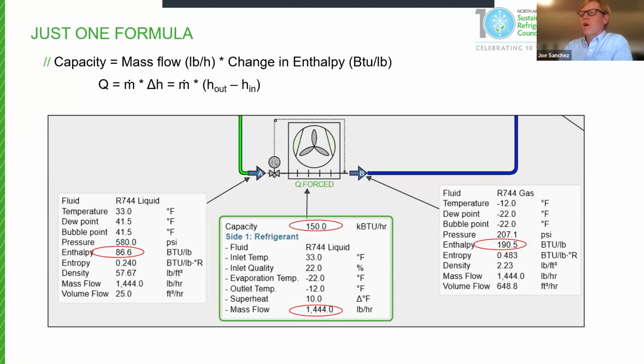The nice thing about heat exchangers, especially with latent heat change, is it's a pretty easy formula. I would actually say it's just one formula. I'm not going to go through any other formulas today, but I think it's really worth committing to memory if you haven't already. The reason is that it really helps drive home this important function of the compressor, which is mass flow. So just to review the formula, capacity is equal to mass flow times change in enthalpy. If I take the enthalpy exiting this evaporator, subtract it from the enthalpy entering, and multiply that by my mass flow, then I'll get my capacity of 150,000 BTUs.